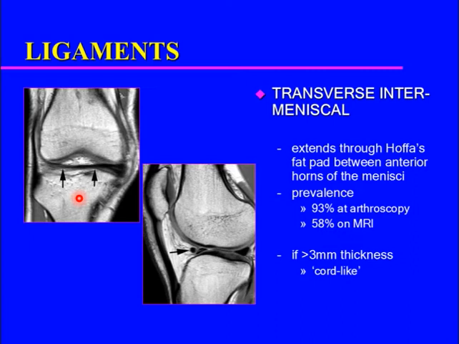Okay? There is something called the transverse intermeniscal ligament. As its name indicates, it's between the two menisci. If it's more than 3 millimeters in thickness, it will appear thick and cord-like. This is not a lesion, not a pathology, not a meniscal fragment, not a meniscal tear. It's just a ligament that runs between the anterior horns of the medial and lateral meniscus. Okay?